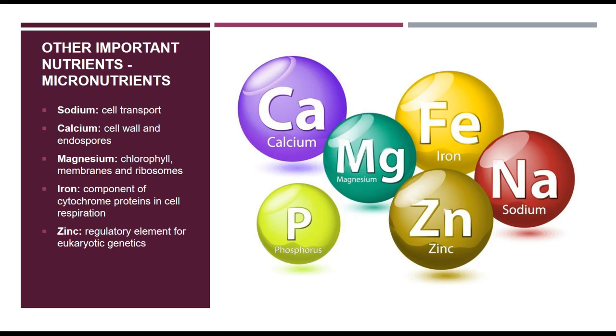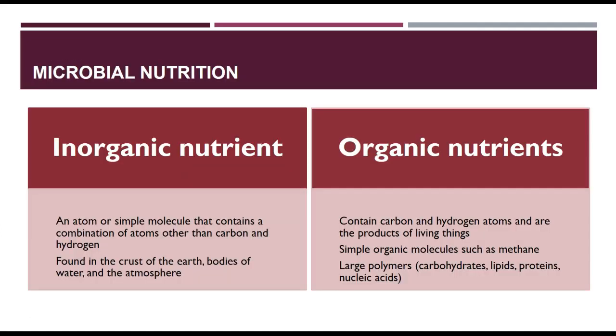It's also a component of cell membranes and ribosomes. Iron is an essential element in cytochrome proteins. These are proteins that are colored, they're pigmented, and they're involved in cellular respiration. And then zinc is also an element that's involved in regulating eukaryotic genetics. So all of these elements are important. They're just found in much smaller amounts.